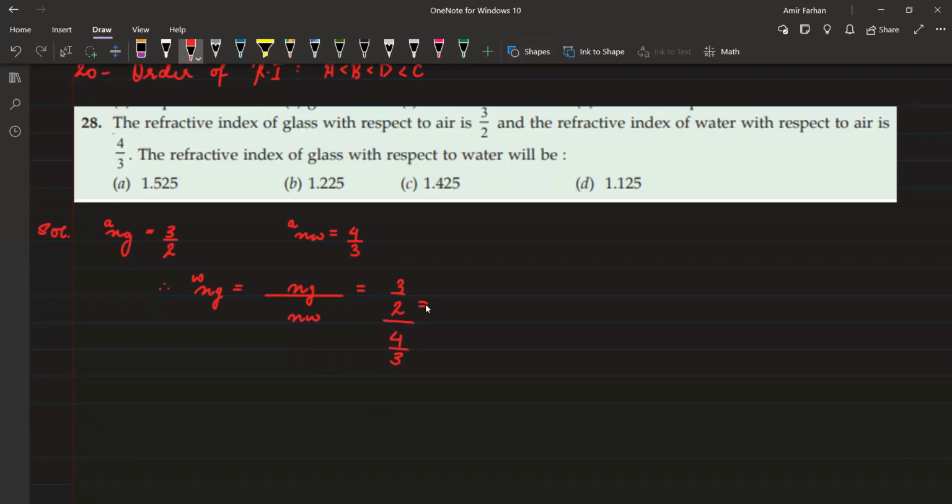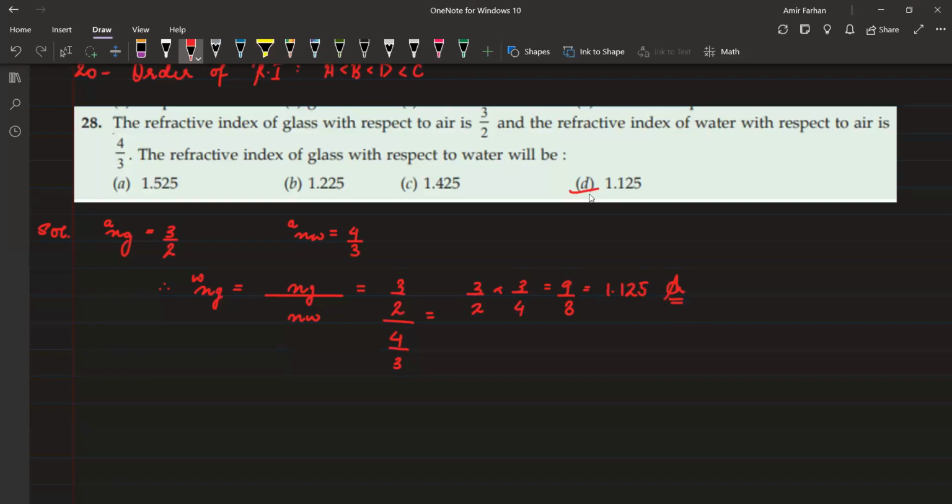As you can see, this is a double division. So this is equal to 3/2 into 3/4. So this is coming out to be 9/8. So it is coming out to be 1.125.